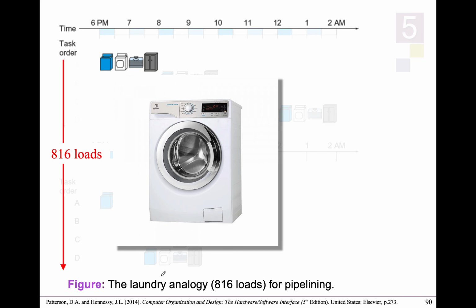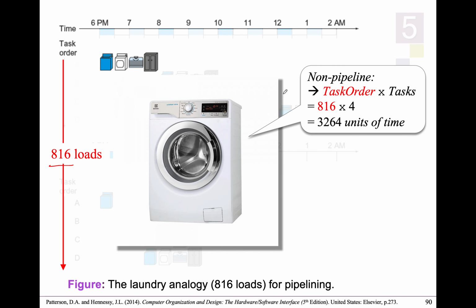So over here, the laundry analogy, 816 loads for pipeline. If let's say you have 816 loads, for non-pipeline you are going to do task order times your tasks. How many tasks do you have? And then you times by 4 because you have Ali, Boboy, Chicha, and Didi. And then the total is 3,264 units of time if non-pipeline.